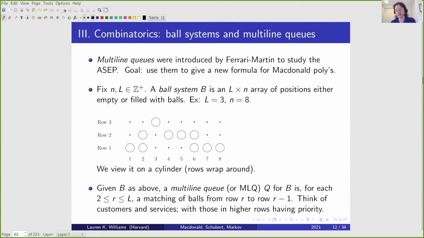And how should you think about these things? The way Ferrari and Martin think about them is that our balls are like customers and services. When you match balls to other balls in the row below, the higher ball is like a customer who's looking for a service, and they are going to choose some service in a lower row.